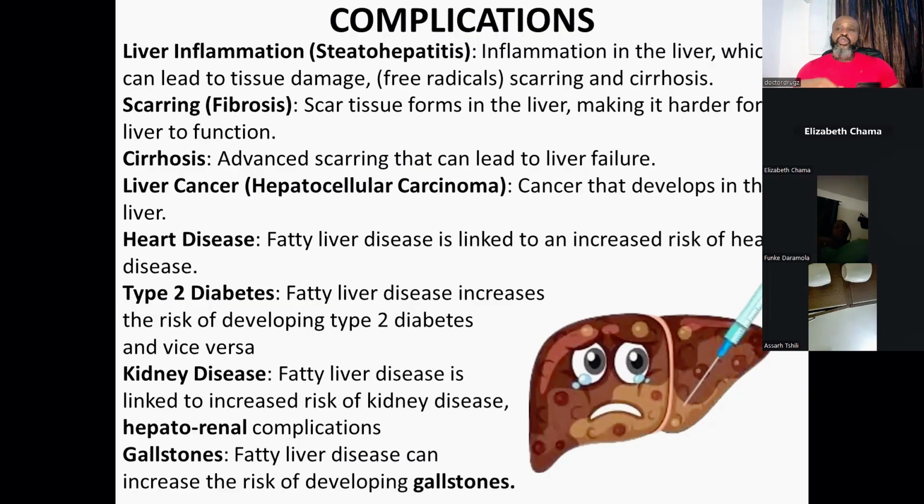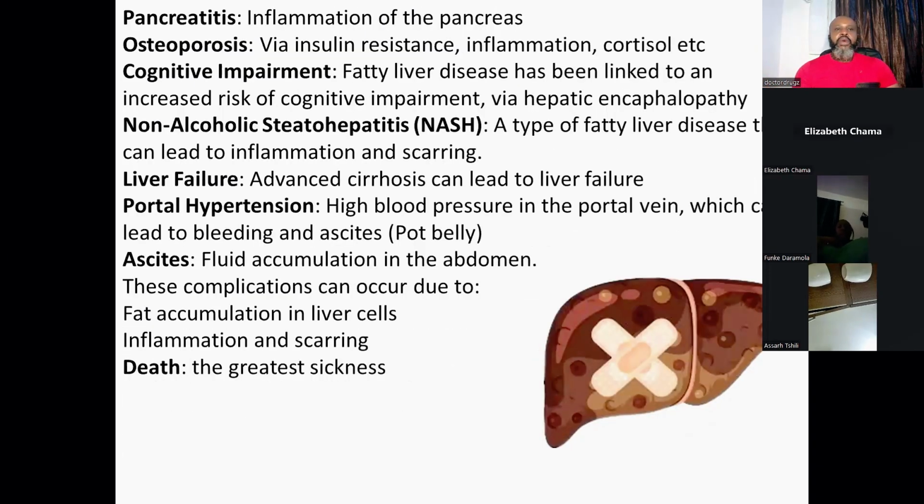Let's bear in mind that gallstones could be composed of cholesterol crystals. We know that cholesterol has a good part to play in production of bile. Then we have pancreatitis, which is inflammation of the pancreas, osteoporosis, insulin resistance, and a lot of other things. Because once we have high insulin resistance, we have what we call osteoclasts. These osteoclasts begin to destroy or dissolve bone away.